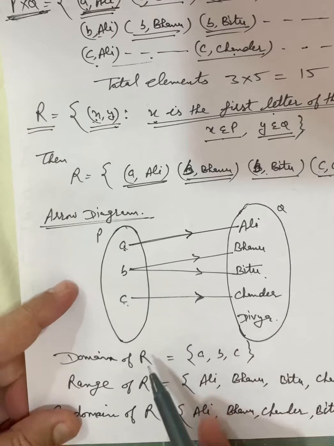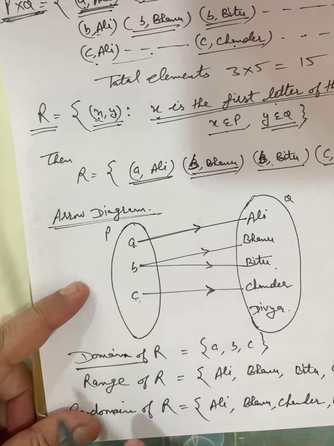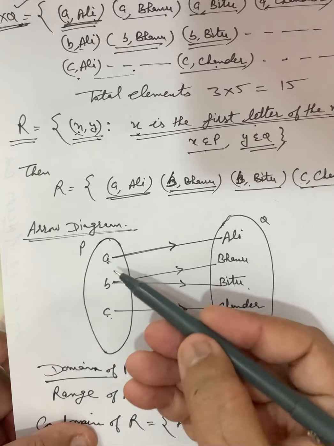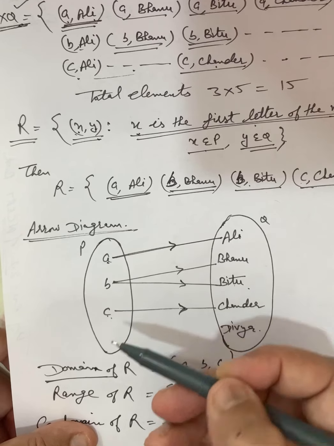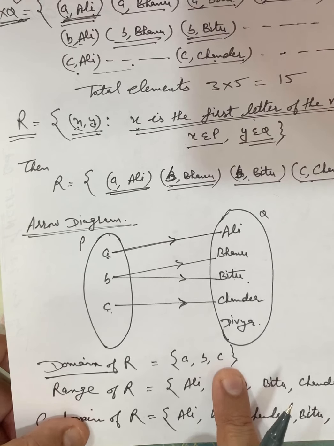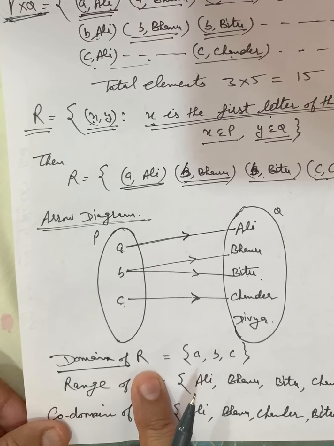So now according to the definition of domain, what is the domain? Those elements of the first set, here the first set was P, the elements of the set P which are involved in this relation. So here all three elements are involved in the relation, so the set of A, B, C will be the domain of this relation.